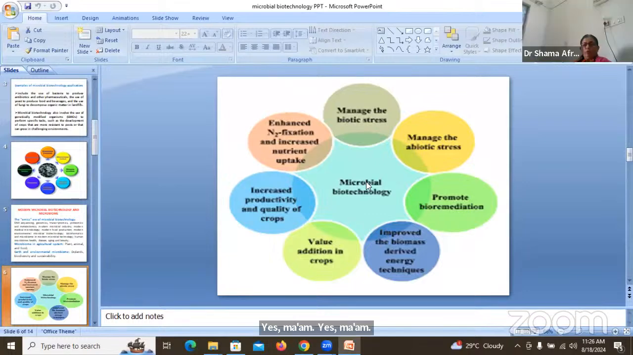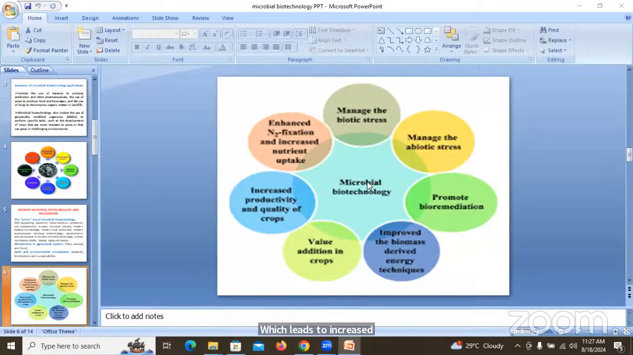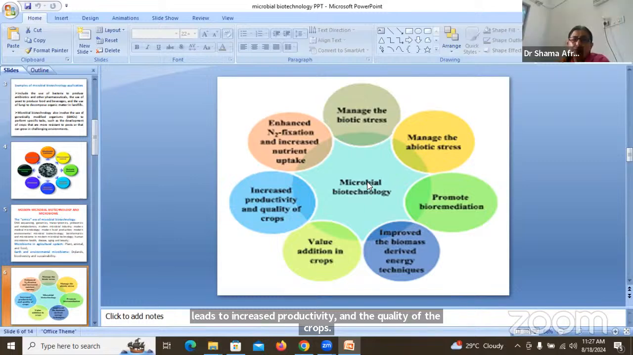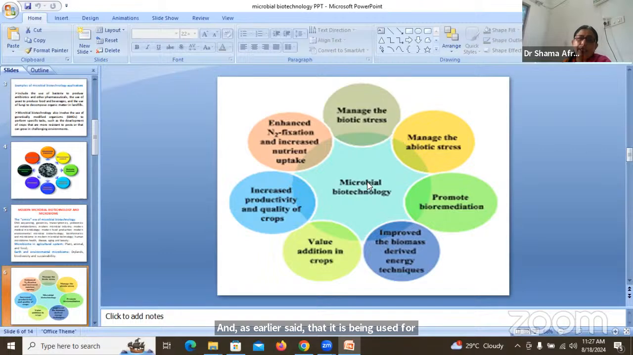So microbial biotechnology helps in managing biotic stress. It helps in managing abiotic stress also. It promotes bioremediation. With the help of biotechnology, we alter the gene sequences of useful microorganisms to promote bioremediation. It improves biomass-derived energy techniques for various energy products. It helps in value addition in the crops, which leads to increased productivity and quality of the crops. And as said earlier, it is being used for enhancing nitrogen fixation and increased nutrient uptake with the help of biofertilizers.